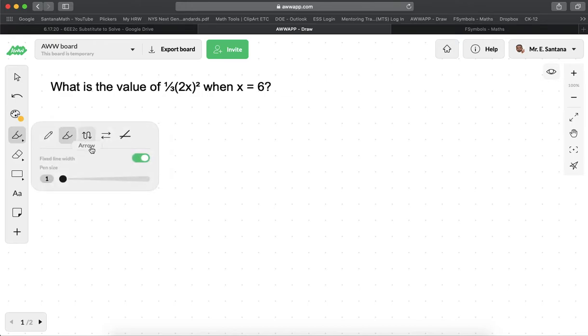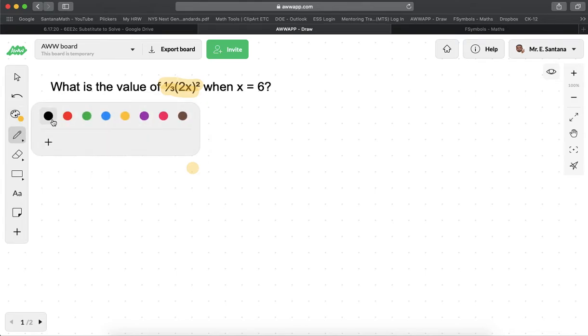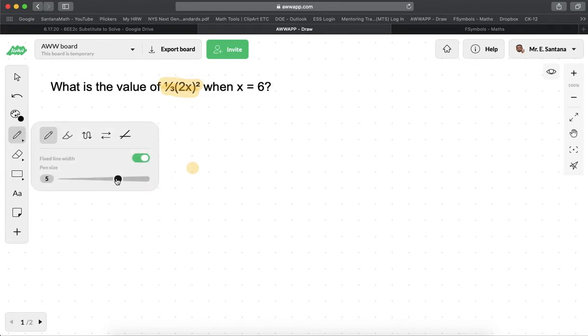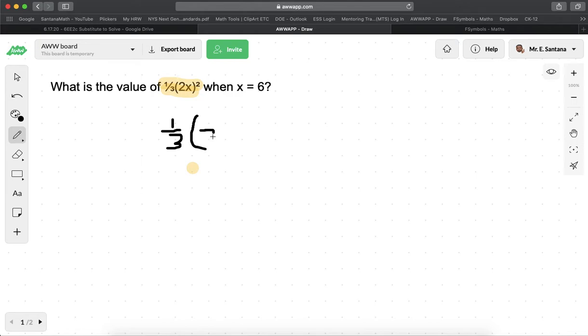This right here is our expression. So what we want to do is we're going to go ahead and rewrite that, to the second power.